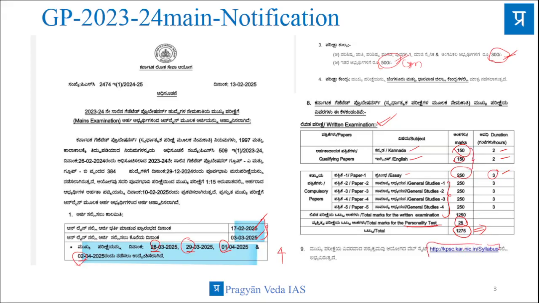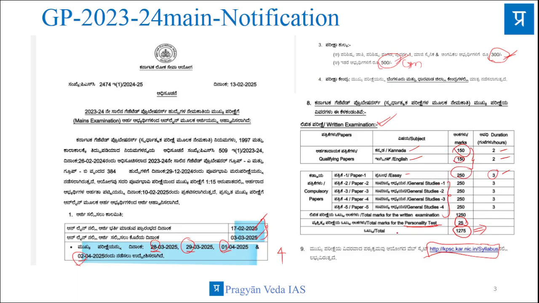One can visit all the previous year questions, answer keys and syllabus, and all those details can be accessed from kpsc.kar.nic.in/syllabus, and candidates can accordingly strategize their plan and prepare.